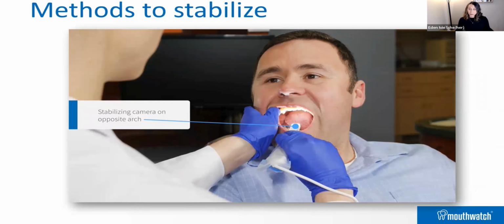Okay. This first technique is stabilizing the camera on the opposite arch. This only works if your camera has a plastic casing like a Mouthwatch camera. If your camera is metal, you don't want to be resting it on the opposite arch. That's going to be uncomfortable for your patients. This is a really easy way to stabilize the camera and get nice images, especially occlusal images, or if you're getting the roof of the mouth or linguals.